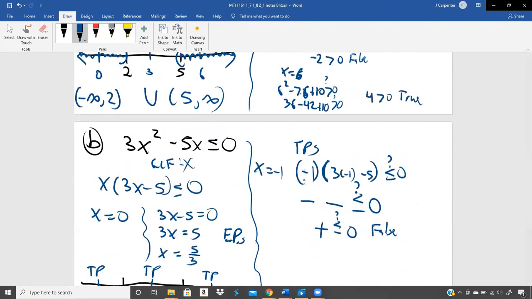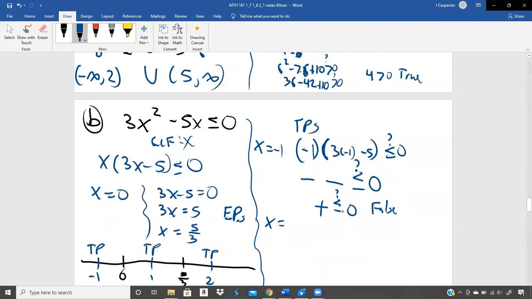If you don't like it this way, don't do it this way. I've showed you both. Use either or. I do not care. So it's false, so we don't shade it. So now we're going to try the 1. So that's going to be positive 1, and that's the first factor, times 3 times 1 minus 5, that's the second one. Is this less than or equal to 0?